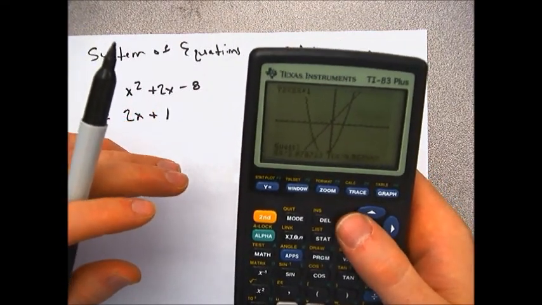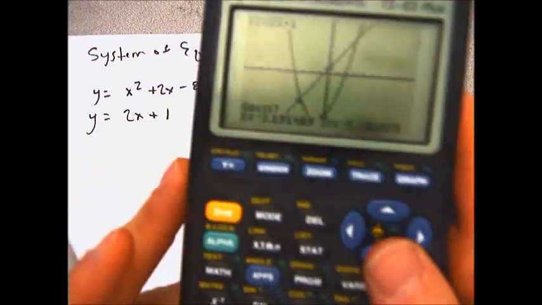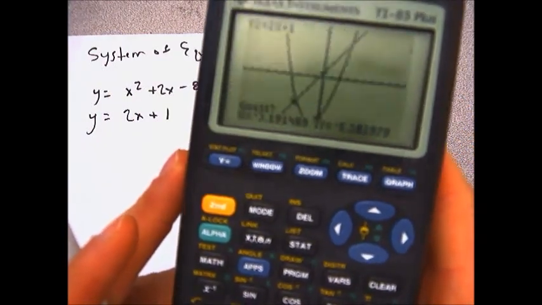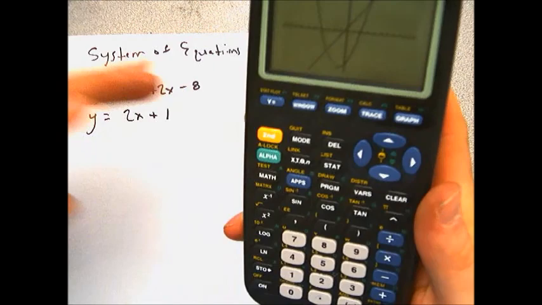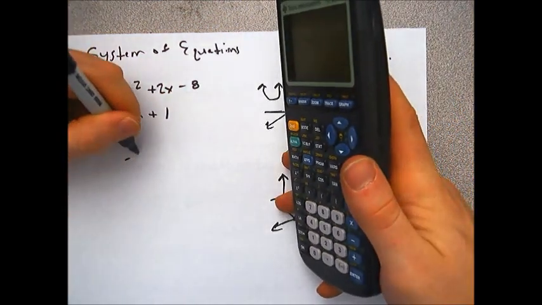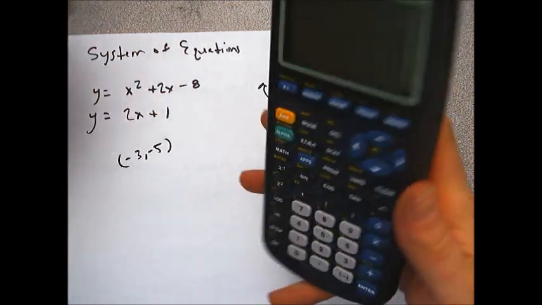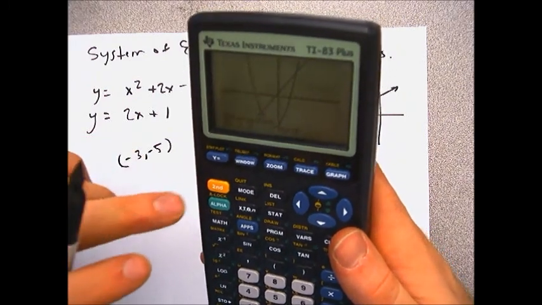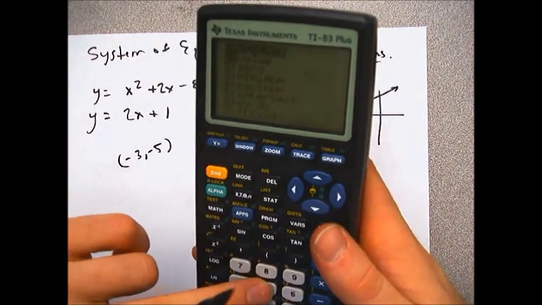Because there's two intersection points, we need to tell the calculator which one I'm interested in. So for right now, I'm going to go to the one on the bottom left as my guess. I hit enter, and it gives me -3, -5. Again, that's -3, -5.